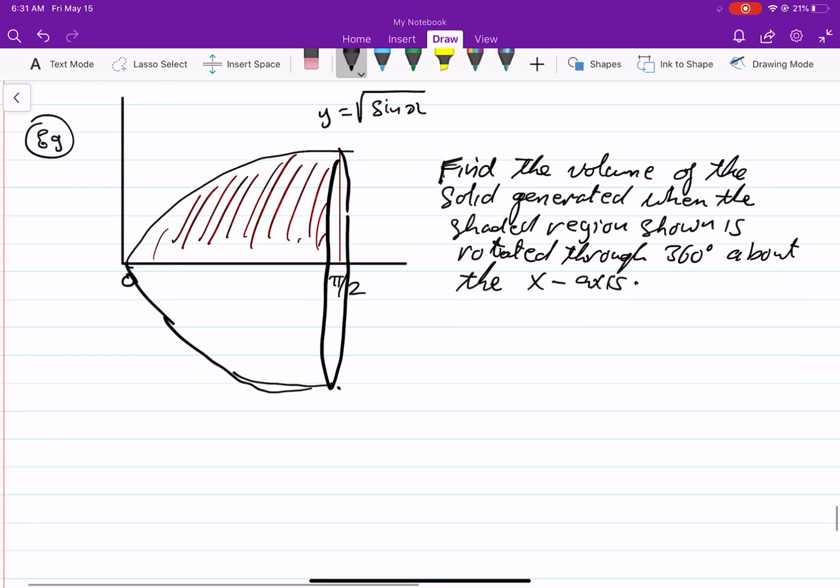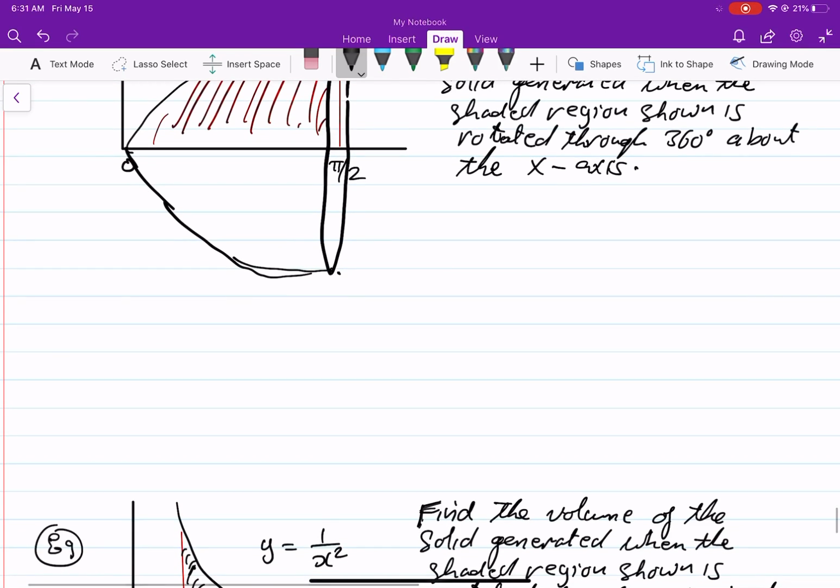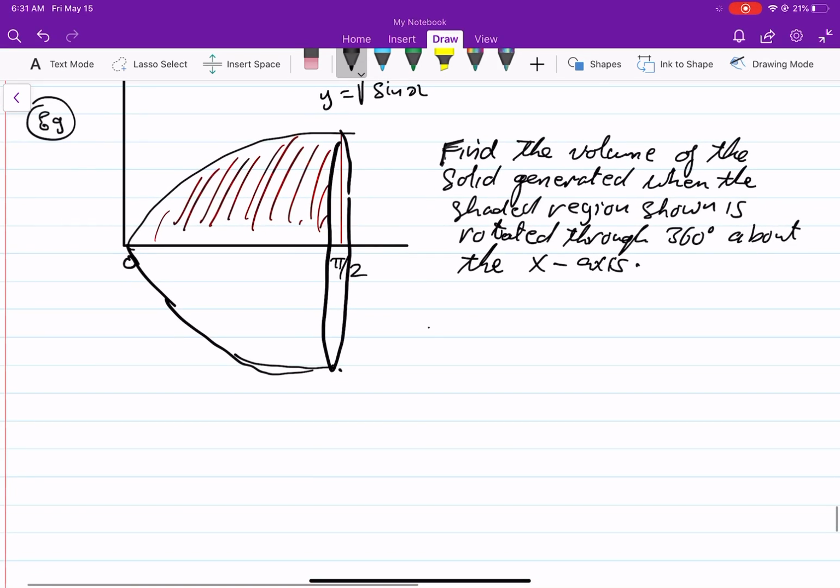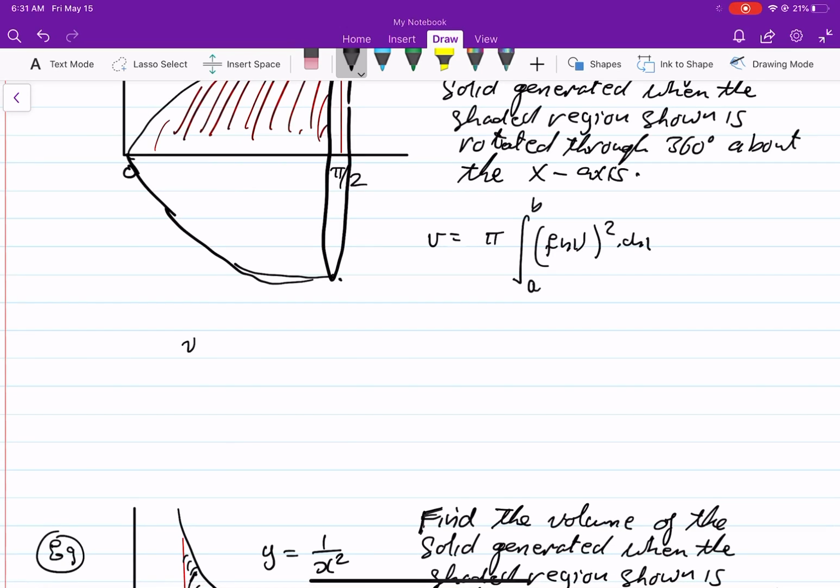How do I find the volume of that? Looks like a goblet. Well, first we're gonna quote the formula. The volume of that solid is equal to pi integral between a and b of f of x all squared dx. And therefore the volume is pi integral between 0 and pi upon 2. Remember, those are the limits, 0 and pi upon 2.